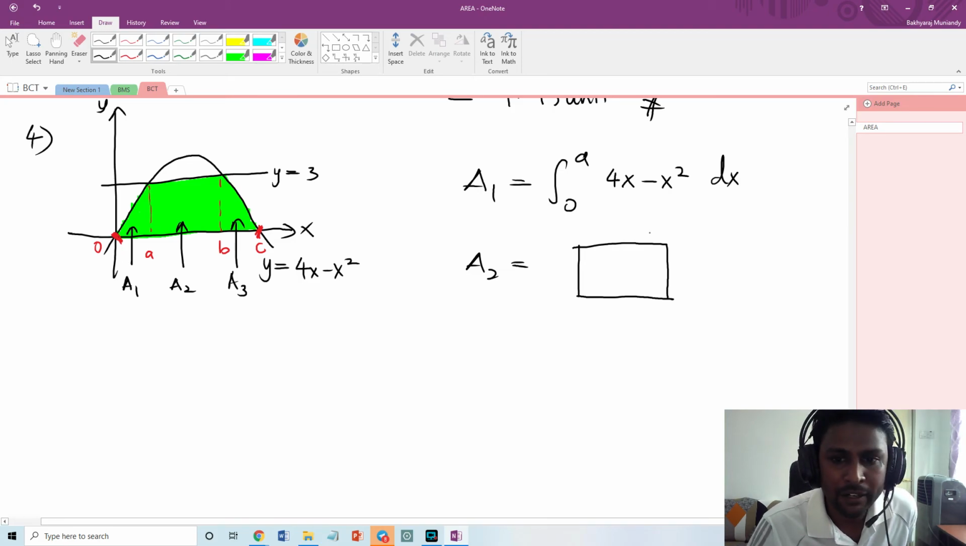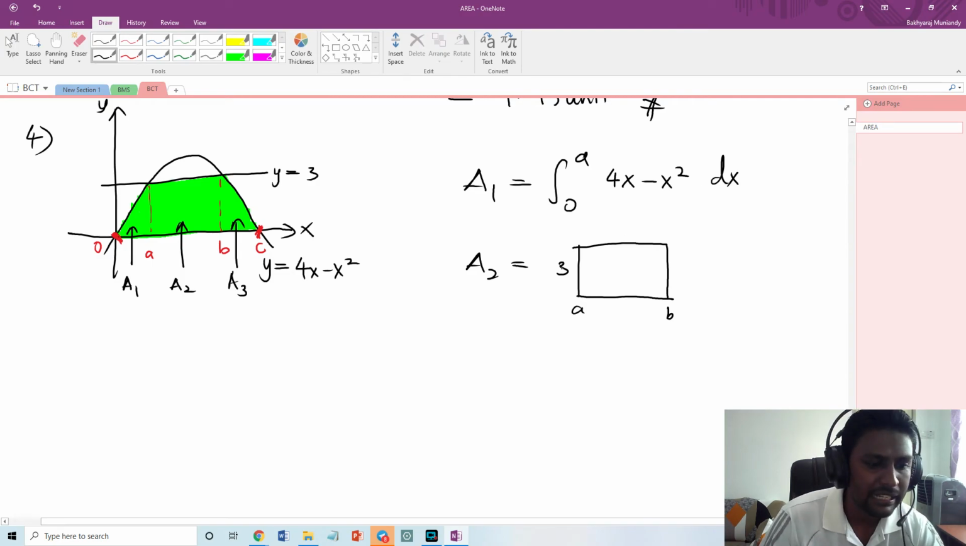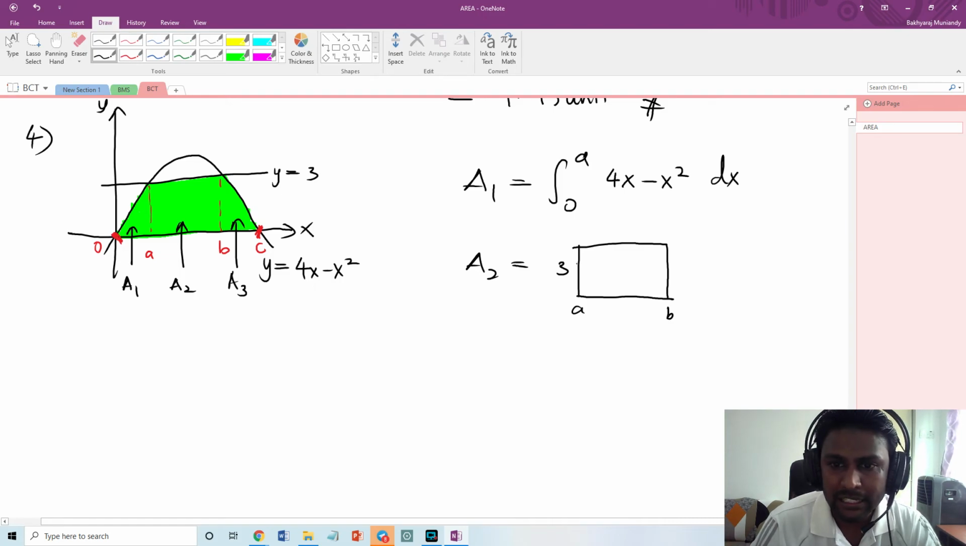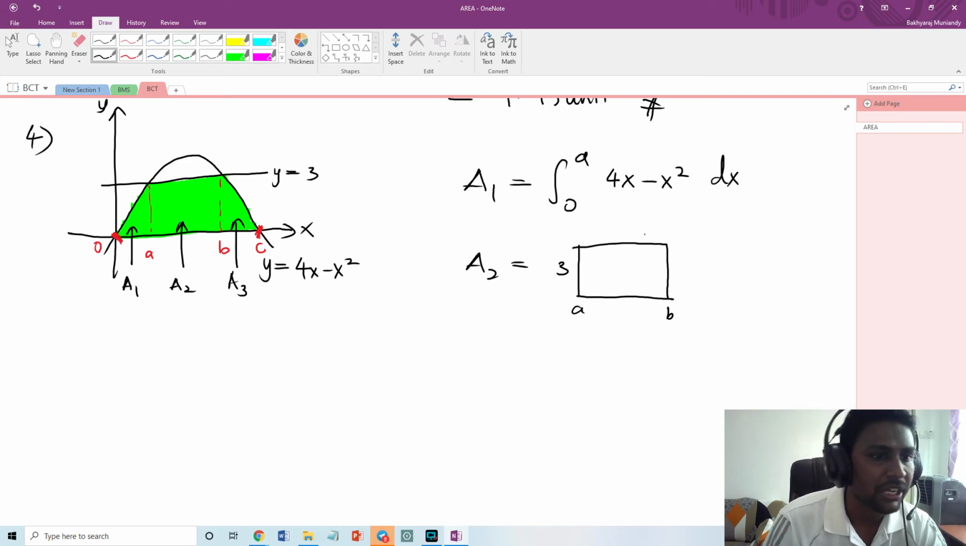Yes, you are right, what you are saying is correct. We have to find this rectangle area. So the rectangle area is AB times the height on top, which becomes 3. Correct. So if we know B and A, we subtract the two and multiply by 3 to get the answer for this area. Okay, can follow? So we are not using integration. We just use the normal rectangle formula.